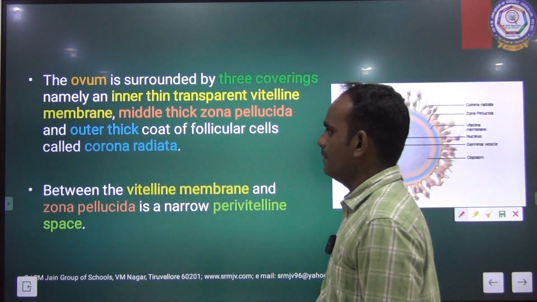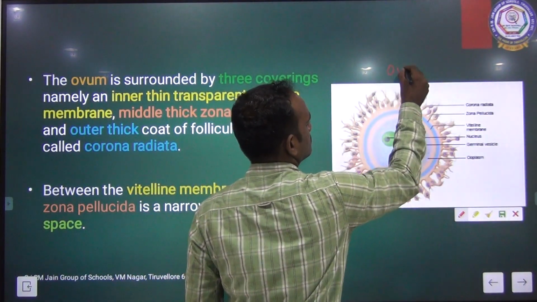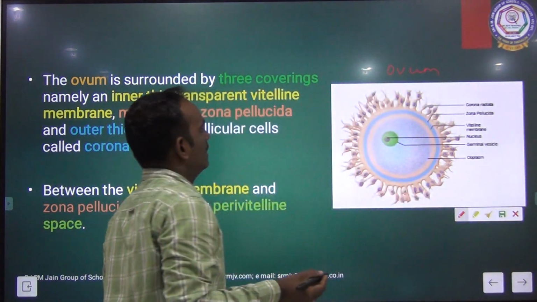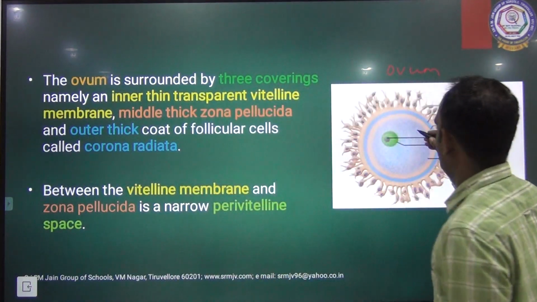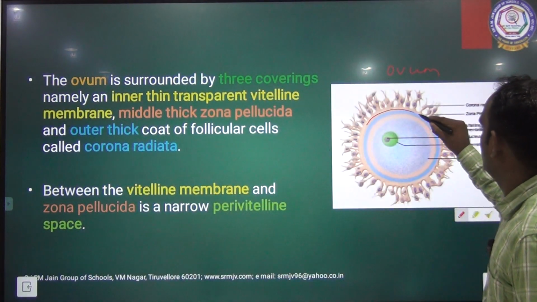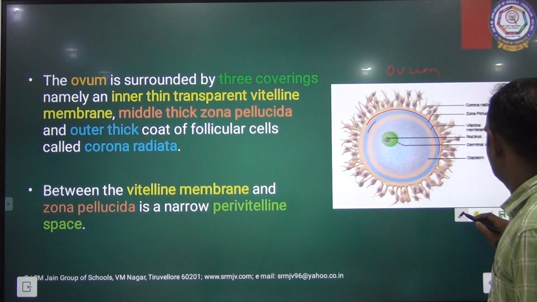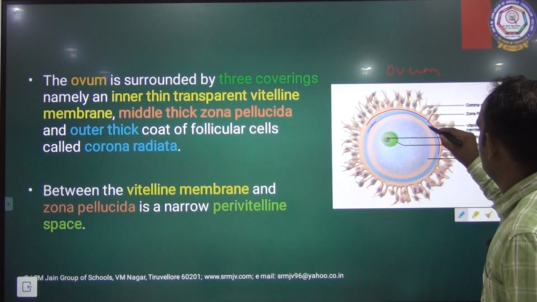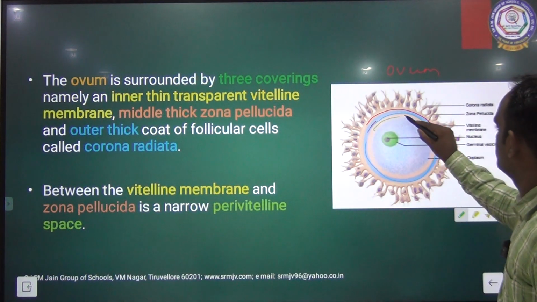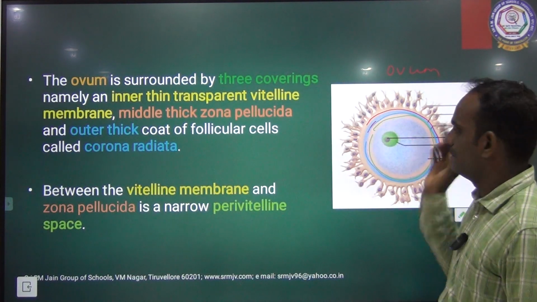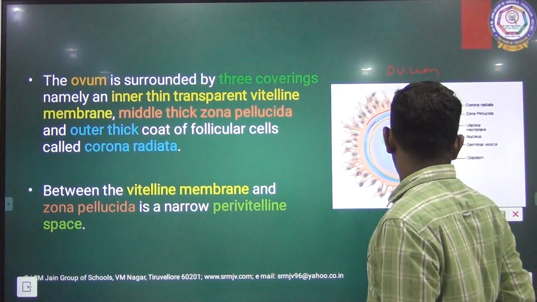See the structure here. This is the structure of the human ovum. The ovum is surrounded by 3 covering layers. See here, this is the first one, this blue color is the second one, and this is the third one.